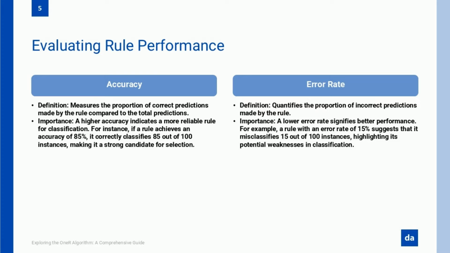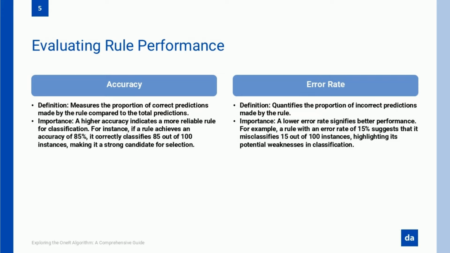But as much as we love accuracy, we also need to confront its counterpart, error rate. The error rate quantifies the proportion of incorrect predictions made by the rule. If your rule gets 15 out of 100 predictions wrong, that's a 15% error rate. This metric is equally important because it highlights the weaknesses or blind spots in your model. A lower error rate means a stronger rule, but any errors it makes offer valuable clues about where the rule might need adjustment or improvement.